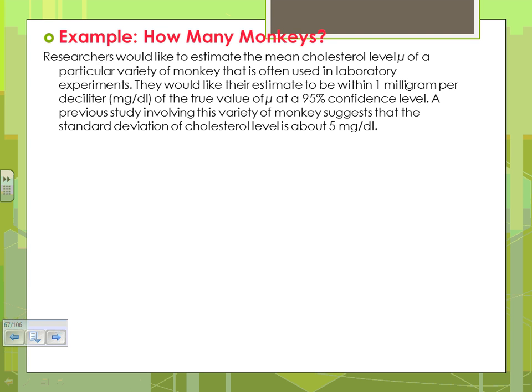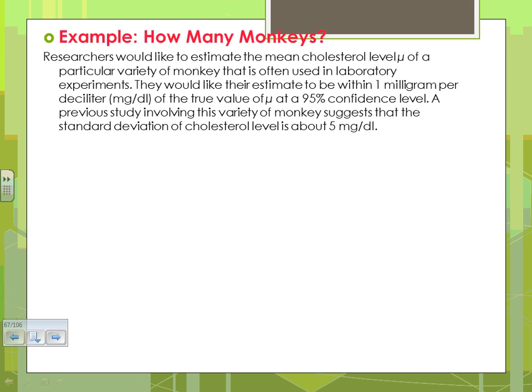Alright, so researchers would like to estimate the mean cholesterol level mu of a particular variety of monkey that is often used in laboratory experiments. They would like their estimates to be within 1 milligram per deciliter of the true value of mu at a 95% confidence level. A previous study involving this variety of monkeys suggests that the standard deviation of cholesterol level is about 5 milligrams per deciliter. So let's see what our sample might have to be.